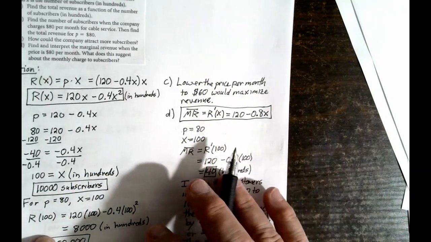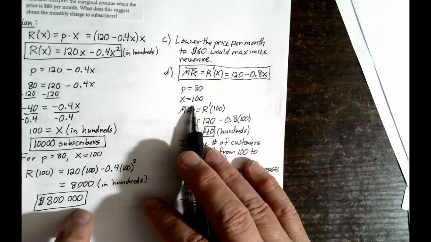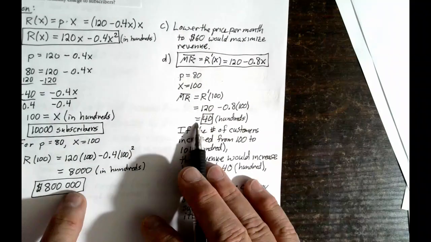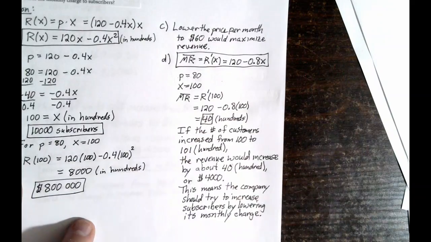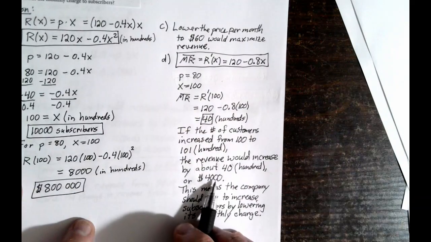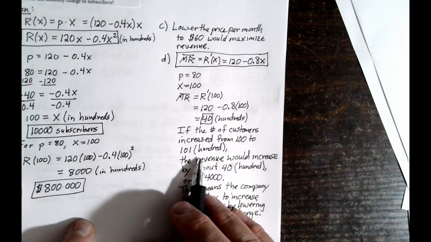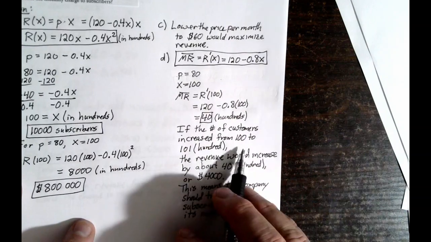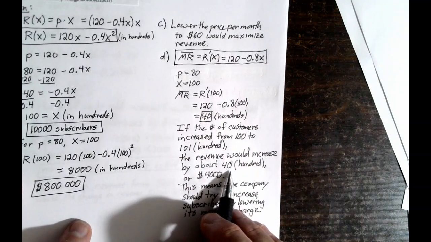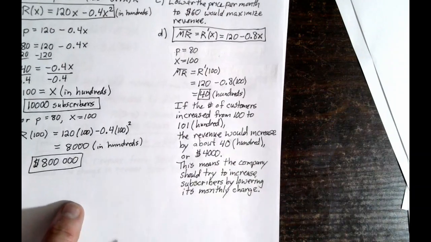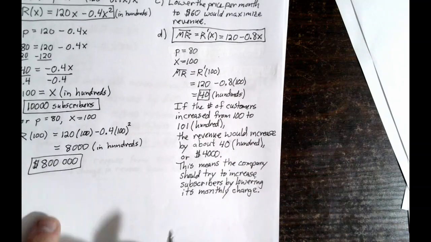D, find and interpret the marginal revenue when the price is $80 per month. Well, when the price is 80, X is 100, we get marginal revenue is 40 hundreds, and so that's about $4,000. So if the number of customers increases from 100 to 101, meaning from 10,000 to 10,100, the revenue will increase by about $4,000. That means the company should try to increase subscribers by lowering its monthly charge.